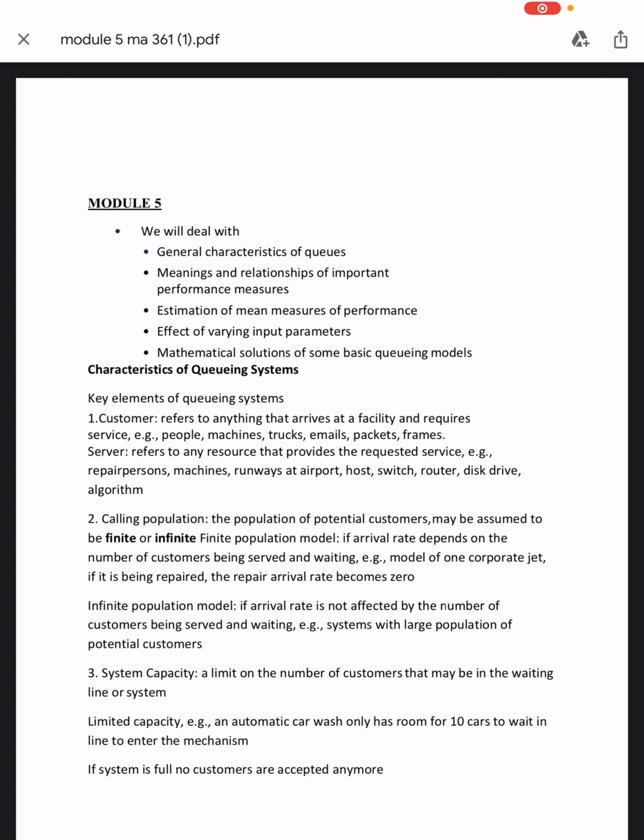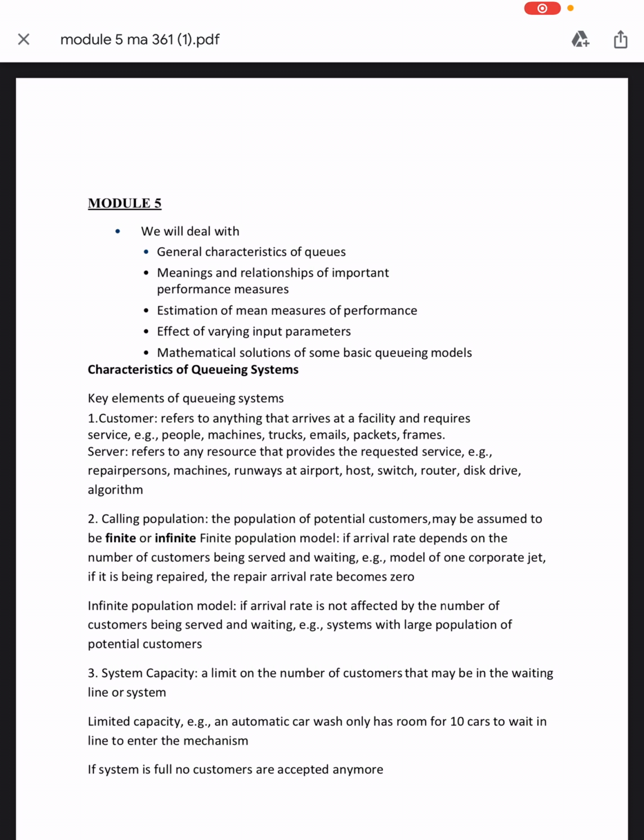Next, system capacity: a limit on the number of customers that may be in the waiting line or system. Limited capacity, example: an automatic car wash only has room for 10 cars to wait in line to enter the mechanism. If the system is full, no customers are accepted anymore. Unlimited capacity, example: ticket sales with no limit.